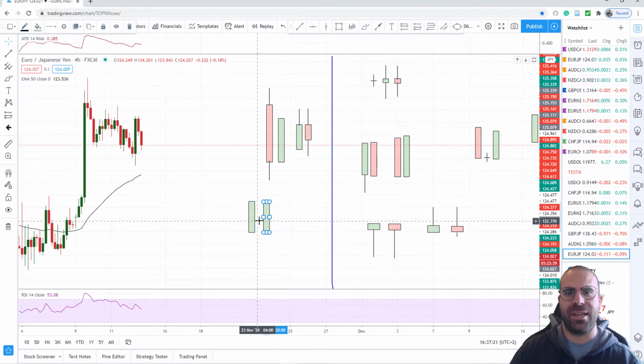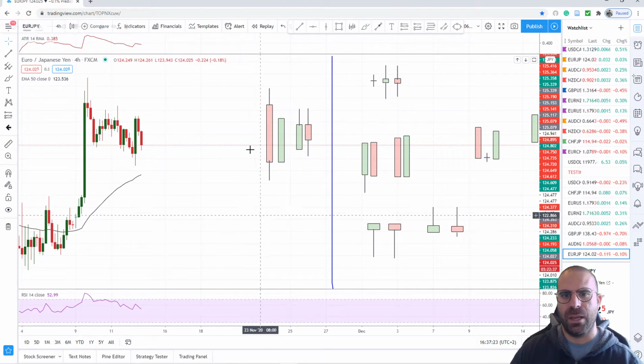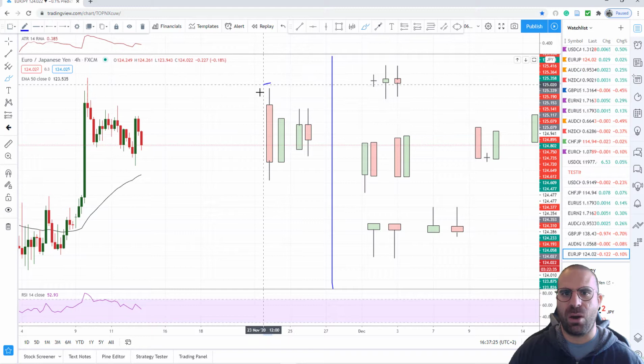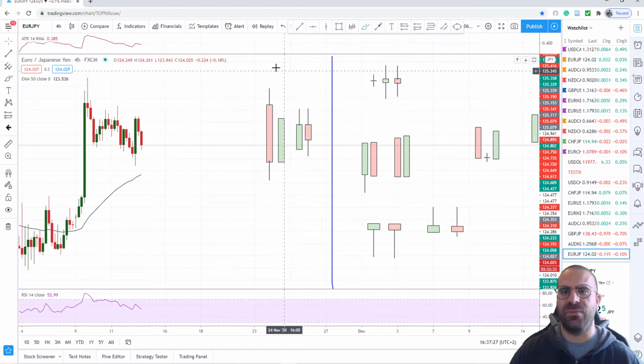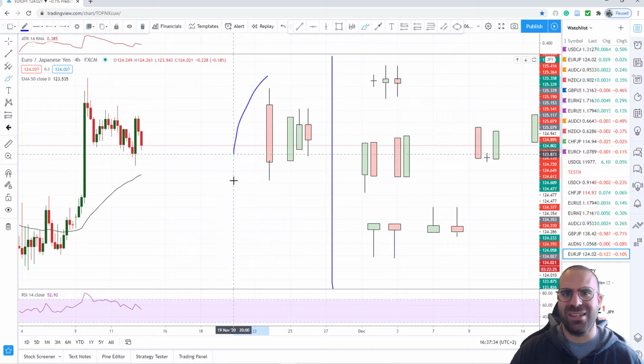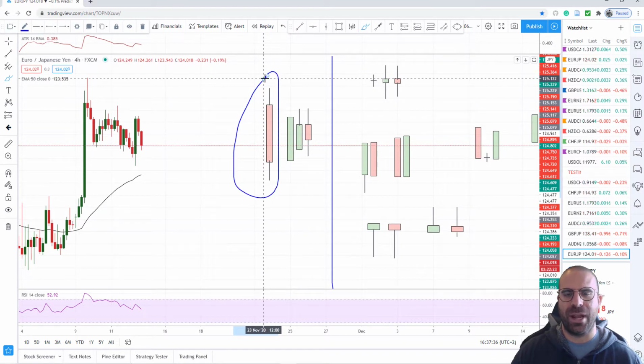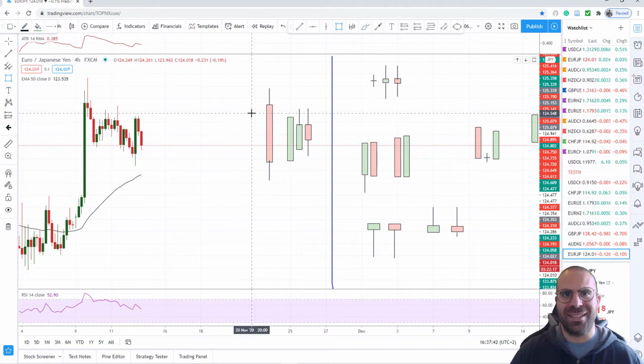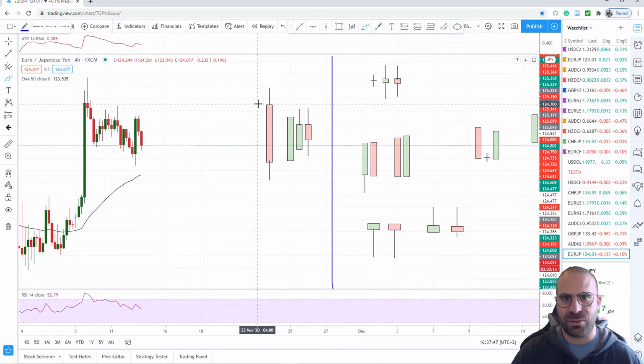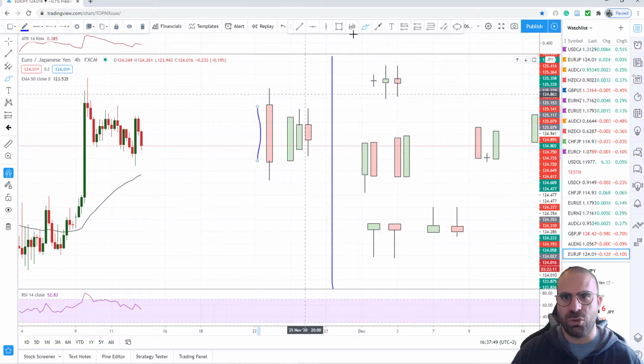Now let's take this a step further, guys. So what are those wicks? How are those wicks formed? It's very simple. I will make it very simple for you. So how was this candle formed, exactly the way it was formed? This is a red candle. So what did we say about those candles? The bearish candles, they start from the top and they close at the bottom.